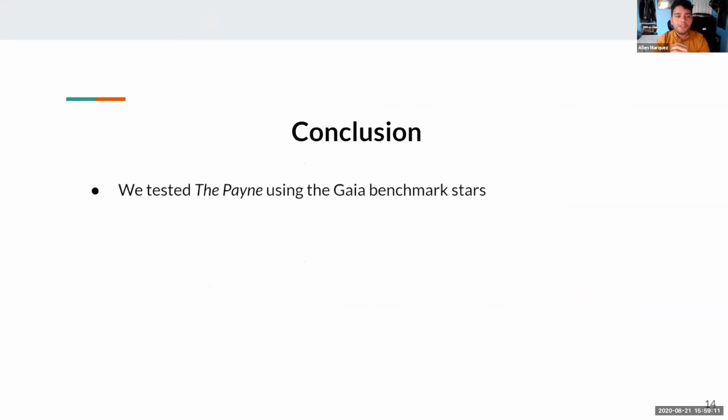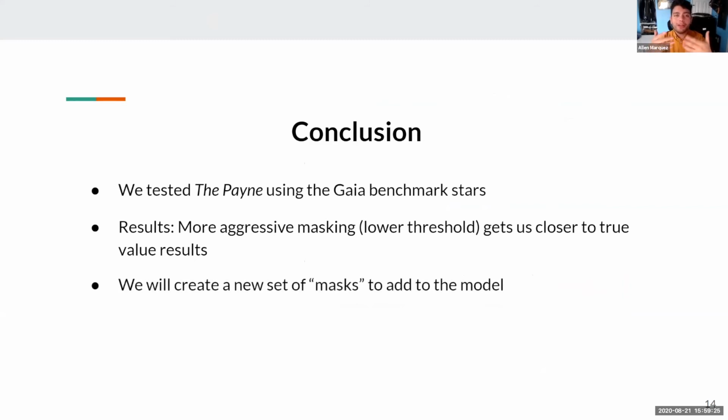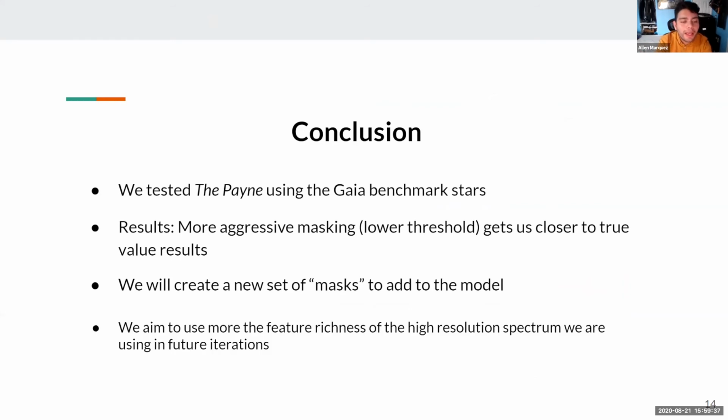So in conclusion, what we have done is we tested the Payne using these Gaia benchmark stars, and the takeaway from it was that when we applied a more aggressive mask, we were able to get closer to true value results. And lastly, we created a new set of masks to add to this model for the model to actually consider certain regions in wavelength where, if there's a trend across all these stars, we're just gonna throw these away. And then lastly, our goal is to use more of the high resolution spectrum in future iterations of this.